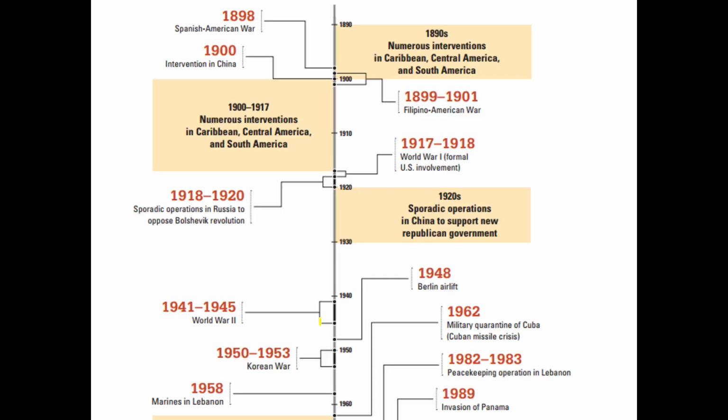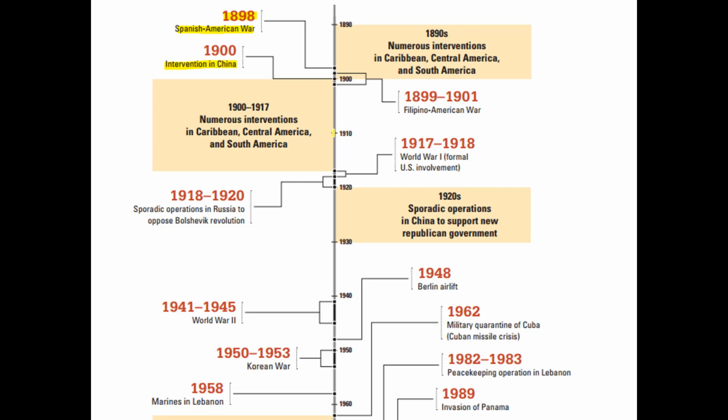It wasn't really until the late 1800s, and this is just a little timeline that I got from another textbook, that we really started to get involved militarily in other countries, primarily the Spanish-American War, and we see a lot of these conflicts here, even the intervention in China. We were starting to have a bit of an imperialist tendency. We were looking at the empires of Britain and France, and even Germany.